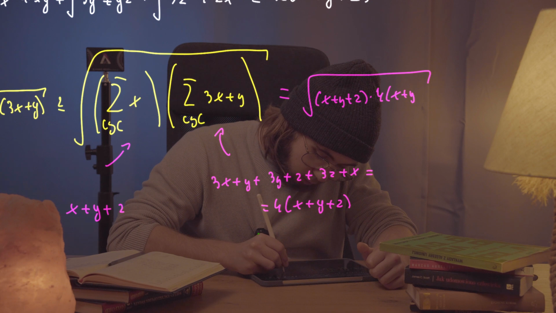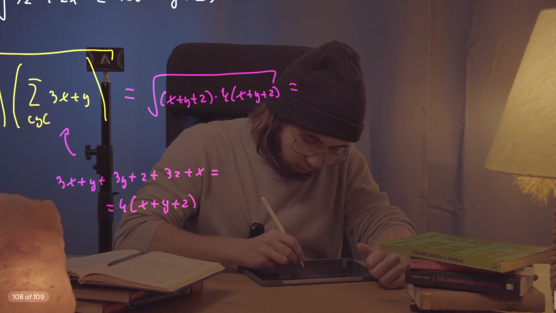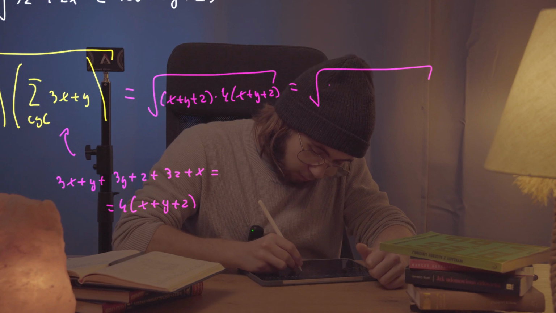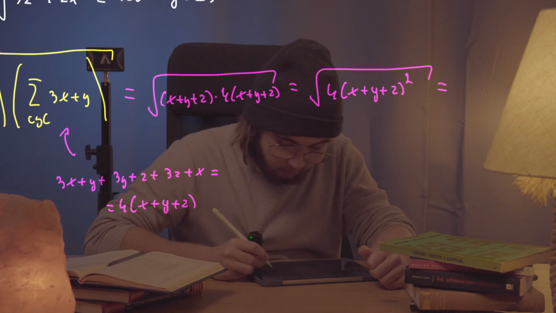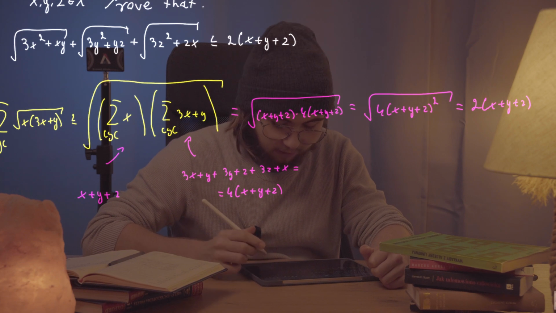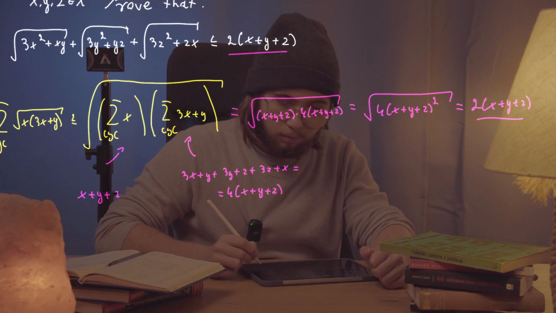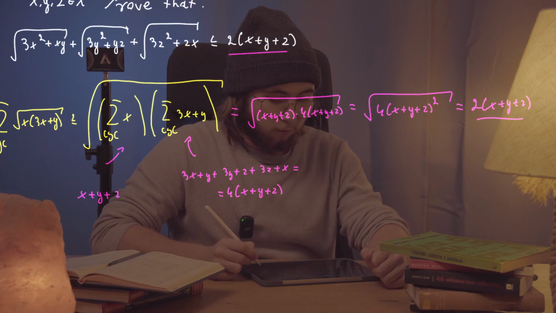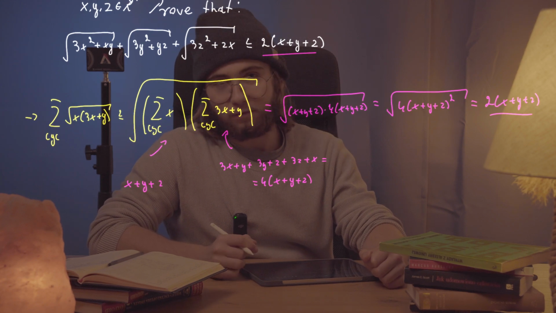multiplied by x plus y plus z, which is just the square root of 4 times x plus y plus z all squared, which is equal to double x plus y plus z, which is pretty nicely equal to the exact upper bound we were supposed to prove for the awful looking sum of square roots.